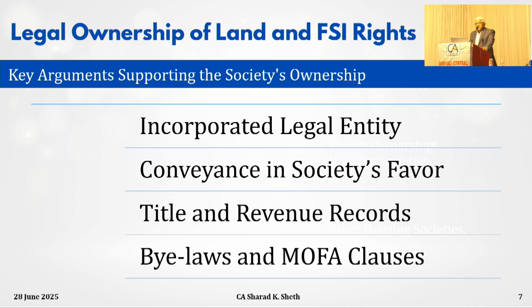What are the key arguments which I have made? First and foremost, society is an incorporated legal entity. Conveyance is done in the society's name. Title, revenue records, wherever, society is there. Even the plans which go for redevelopment, approval for redevelopment, plans are passed in the name of the society. Even the TPR and everything is also uploaded in the name of the society.